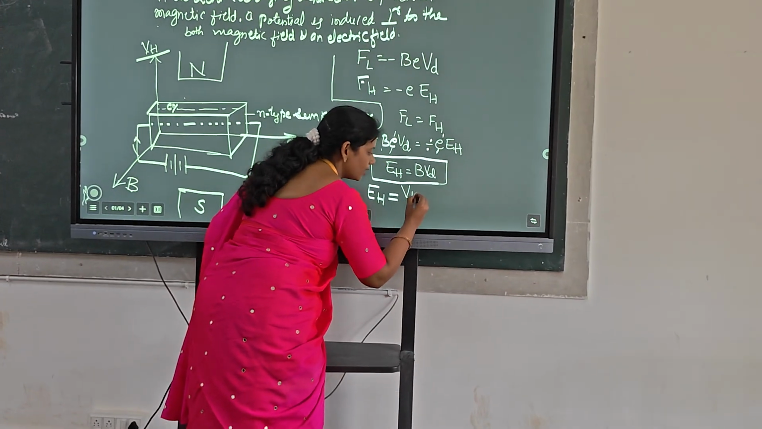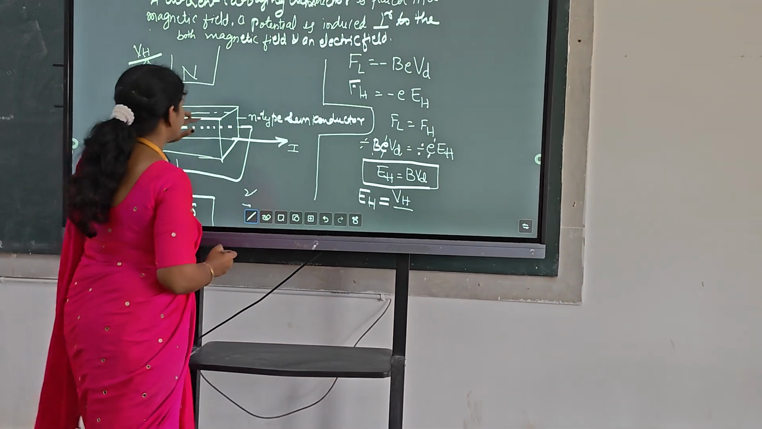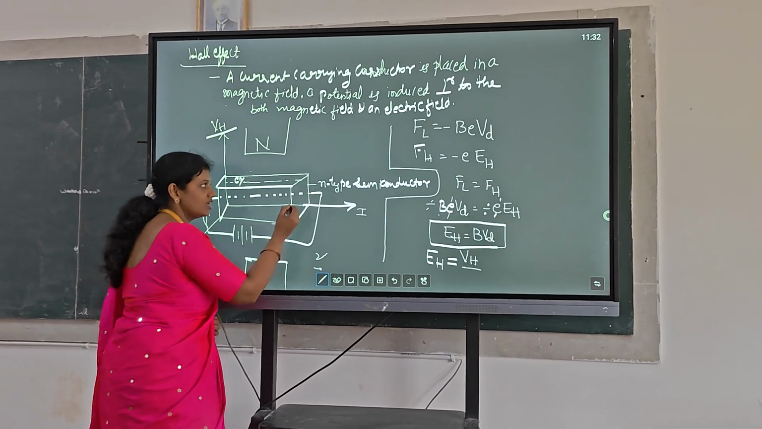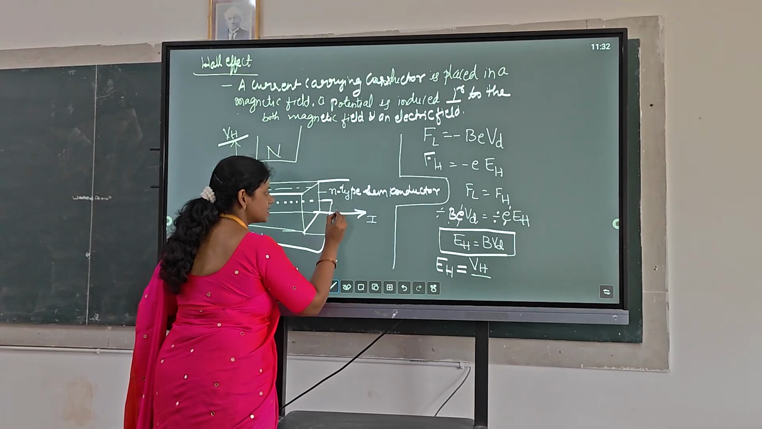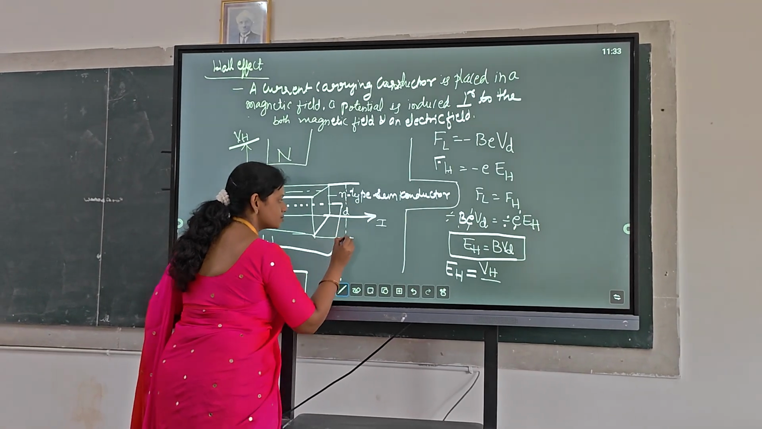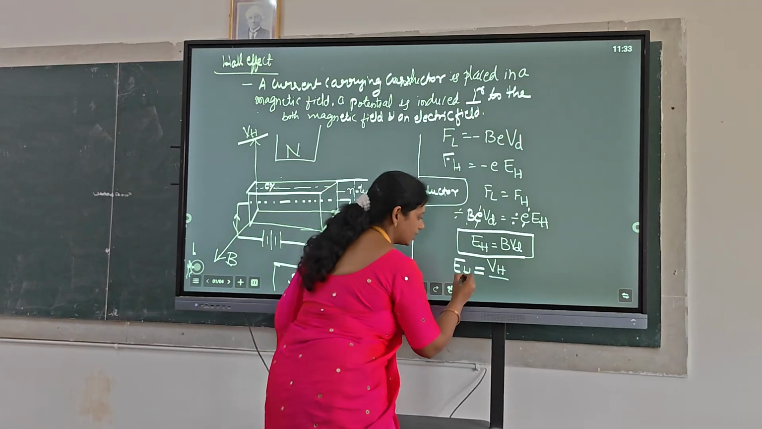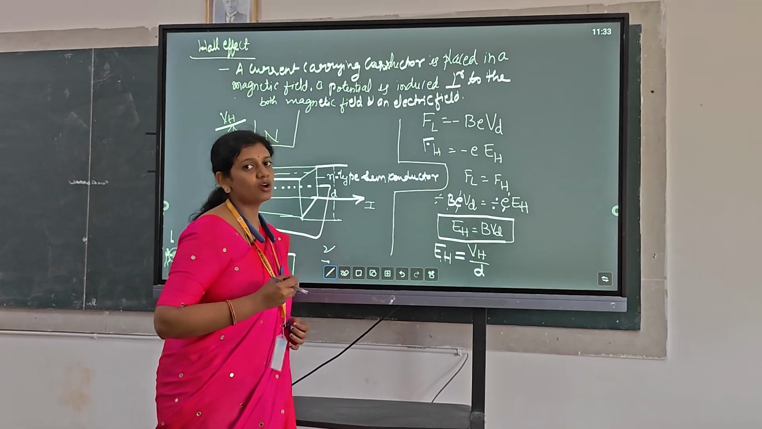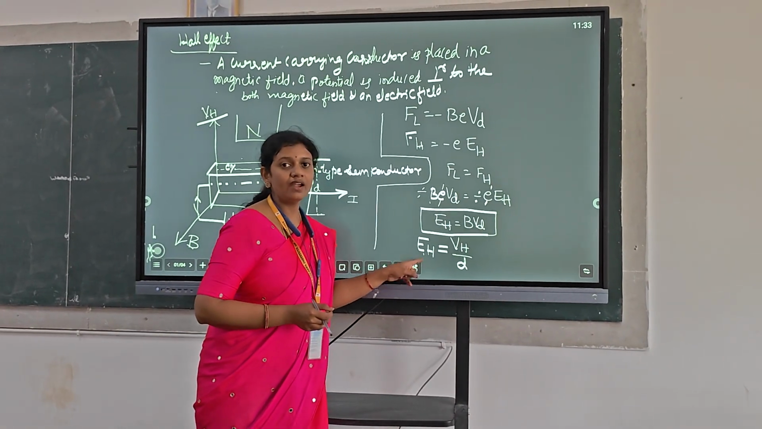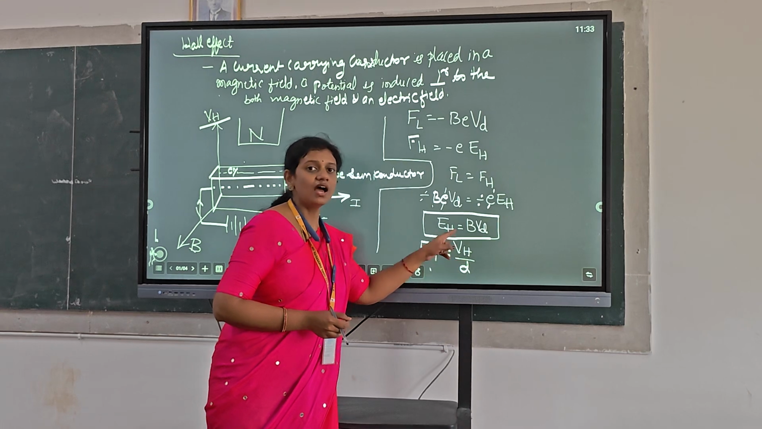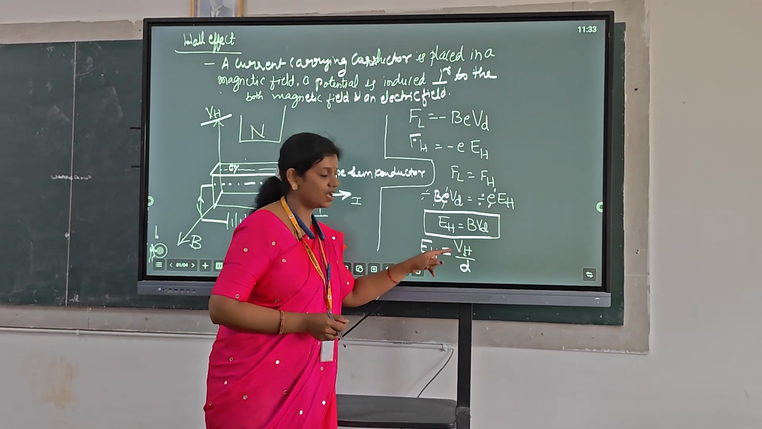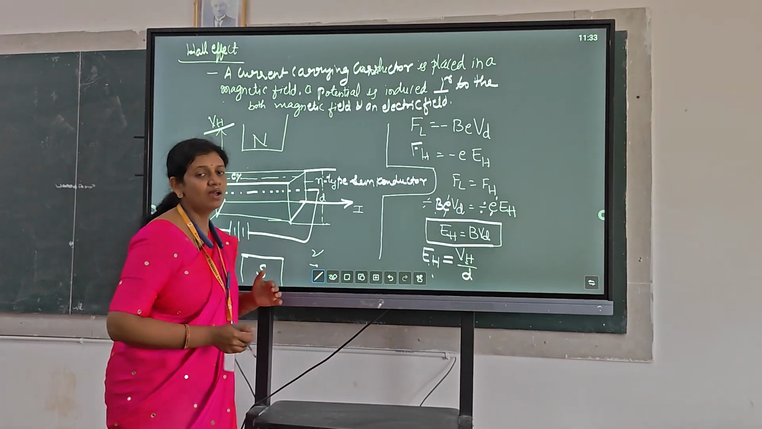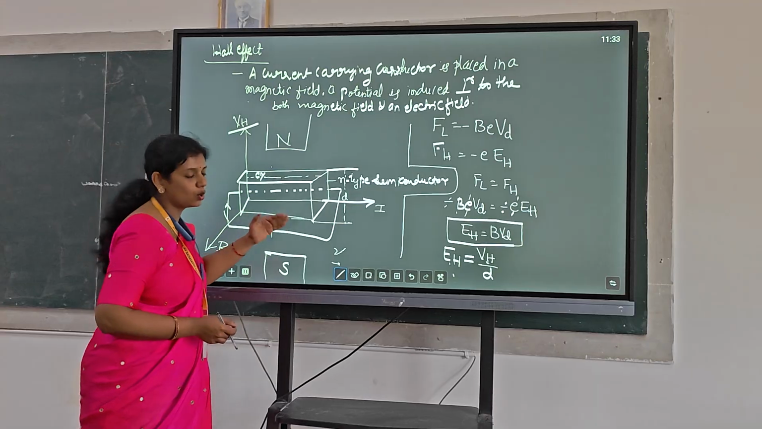Now we know that this applied electric field is equal to the Hall potential divided by the distance between the upper surface and the lower surface of the rectangular slab, say small d. So EH is equal to VH by small d. Keep in mind that EH means the applied Hall electric field, VH means Hall voltage or Hall potential, and small d is the distance of the slab between the upper surface and the lower surface.